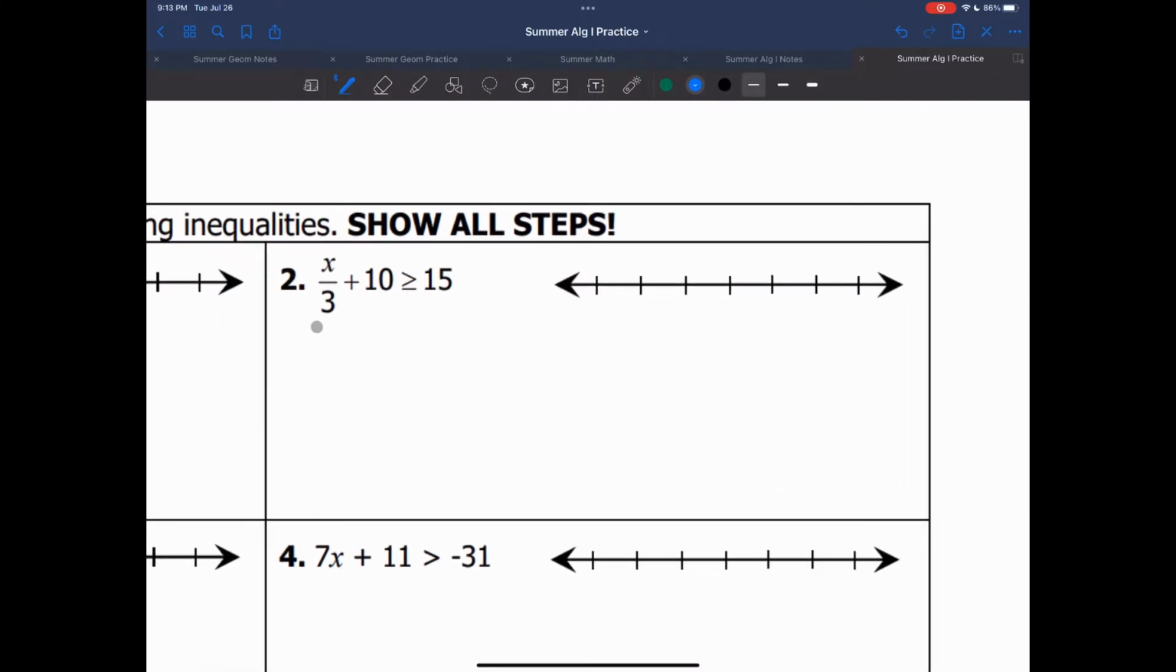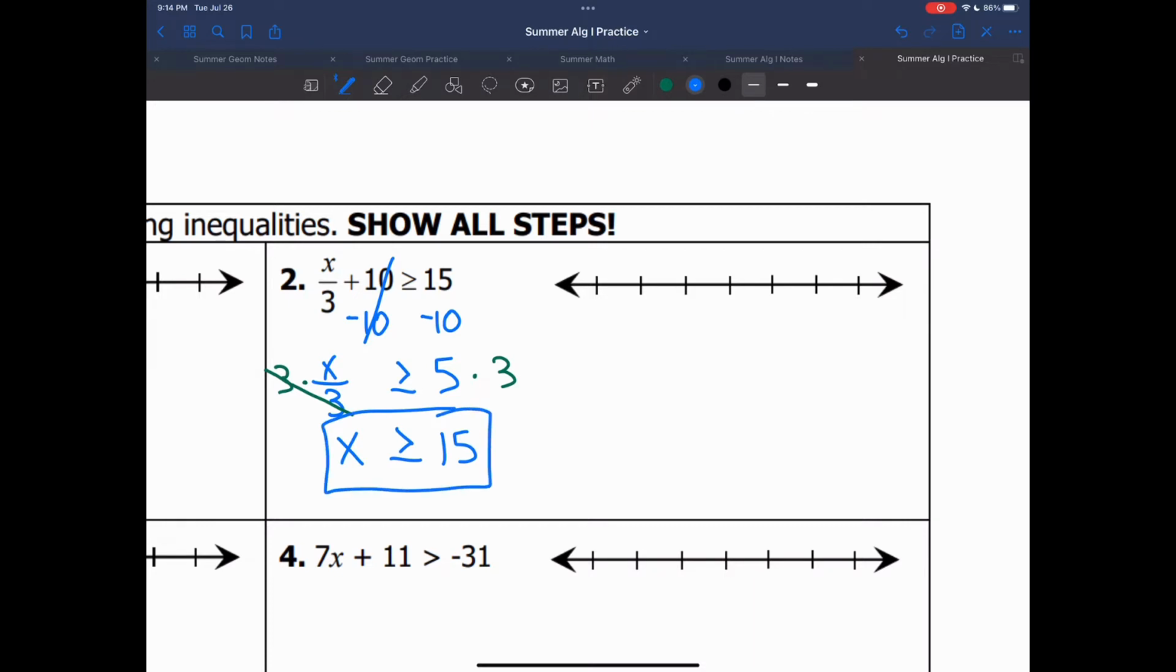Okay, we're going to solve for x first. First thing I'd want to do would be subtract this 10 from both sides. So those cancel. We get x over 3 is greater than or equal to 15 minus 10 would be 5. And then we are multiplying both sides by the 3 over here to get rid of it. So the 3's will just cancel out. And we get x is greater than or equal to 15.